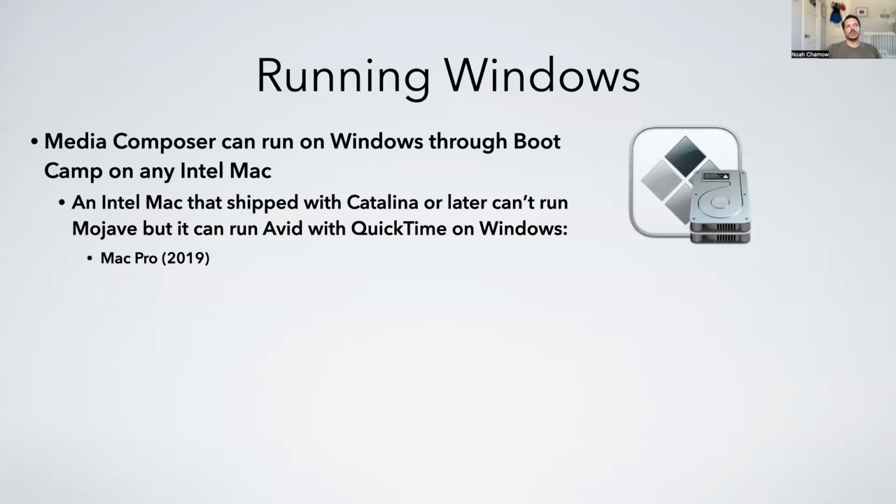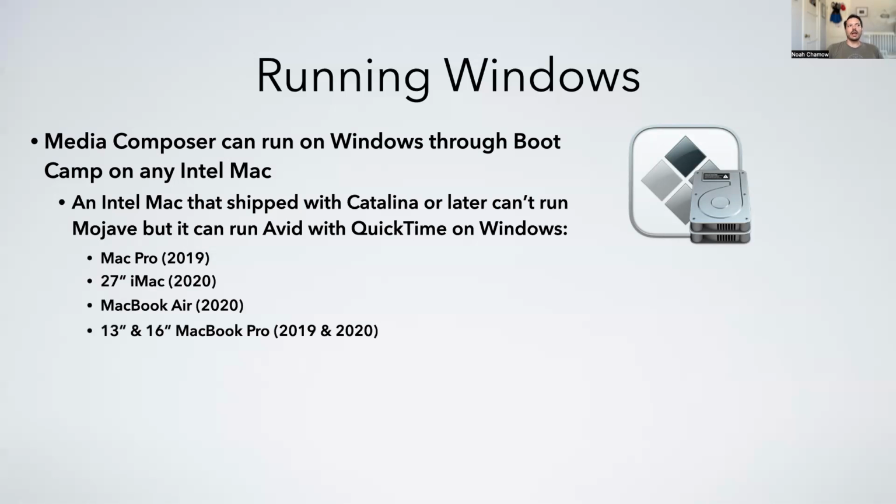So that includes the 2019 Mac Pro, the 27-inch iMac that came out in 2020, the 2020 MacBook Air, and the 13 and 16-inch MacBook Pros, which were both Intel, that came out in 2019 and 2020. All of these systems, if you absolutely need to run the older version of Avid and you have a little bit of tech savvy, you can boot up into Windows, you can install Media Composer, even the newest version, and you can run it with QuickTime and the Title Tool. Again, as a Mac user, if you're doing this, you bought a Mac for a reason.